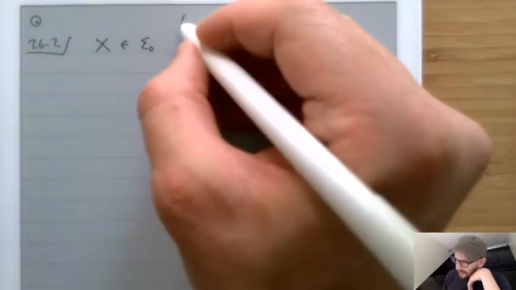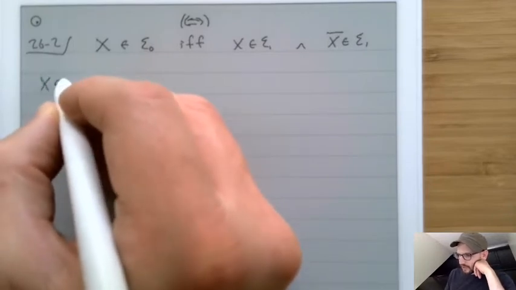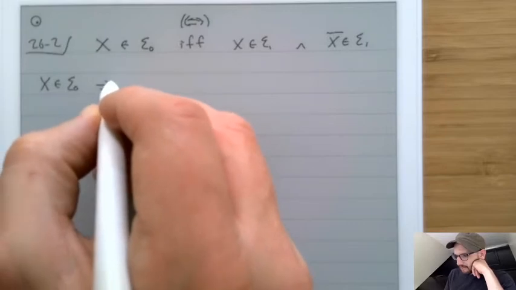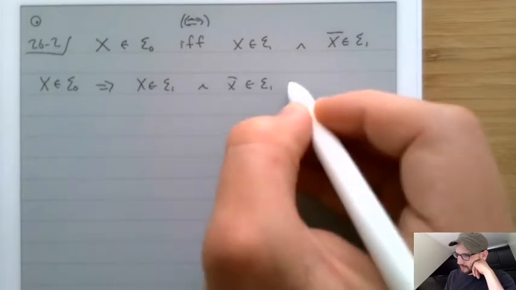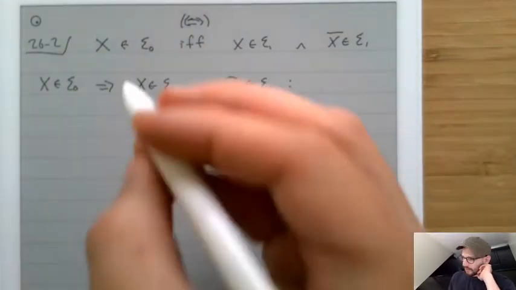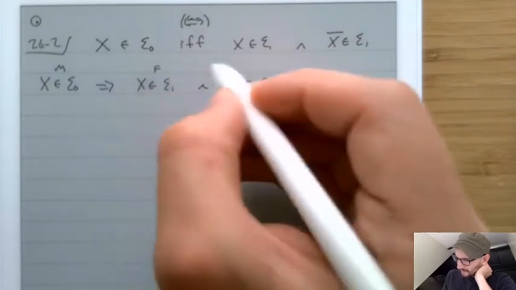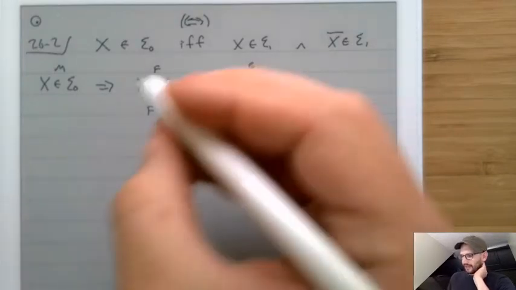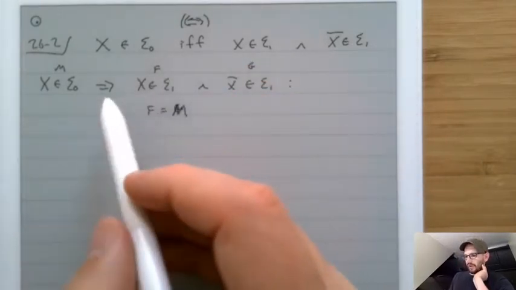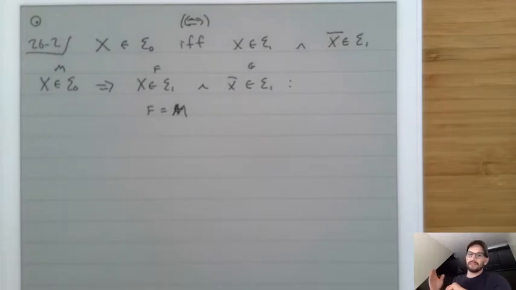So remember, an if and only if is a bi-directional proof. That means that we need to prove two things. We need to first show that if we know that X is inside of sigma 0, then that implies X is inside of sigma 1 and not X is inside of sigma 1. So how can we do that? Well, we have some machine, let's call it M, and we want to produce machines F and G. Sorry, F is just equal to M. Because the way that X is inside of sigma 1, we could just run the sigma 0 machine. Because remember, sigma 1 doesn't say it must loop sometimes, it just says it's allowed to loop. So F is just equal to M.